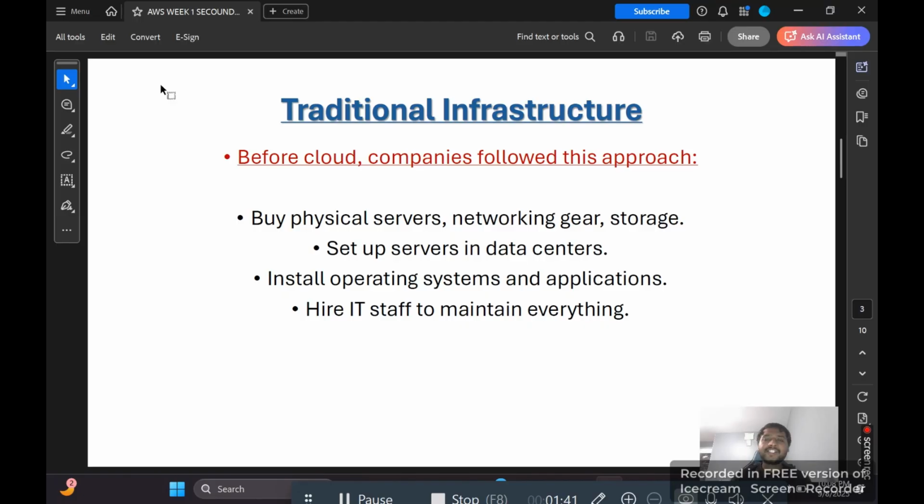Second is traditional infrastructure. Before cloud, companies followed this approach: buy physical servers, networking gear, and storage, set up servers in a data center, install operating systems and applications, and hire IT staff to maintain everything. So it was very long and very costly. So in present times, people are using cloud.